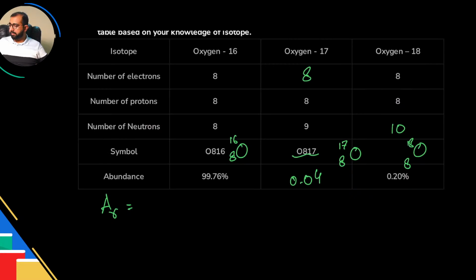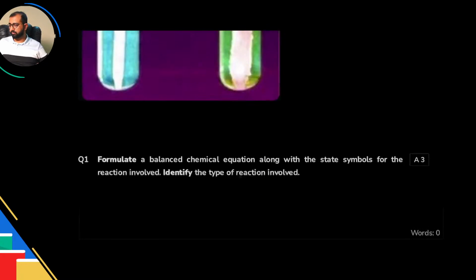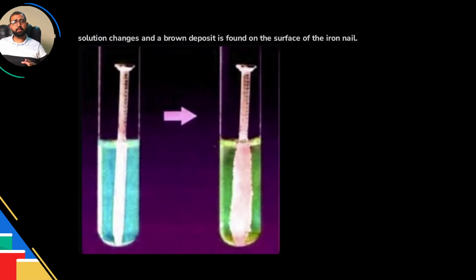So we'll just multiply 99.76% with 16. Similarly, 0.04% by 17, and then 0.2% by 18, and then we add everything up, and whatever answer you get from this, that's going to be your AR, or relative atomic mass of oxygen. Okay, don't worry, in the exam they'll give you the abundance, you don't have to memorize anything.